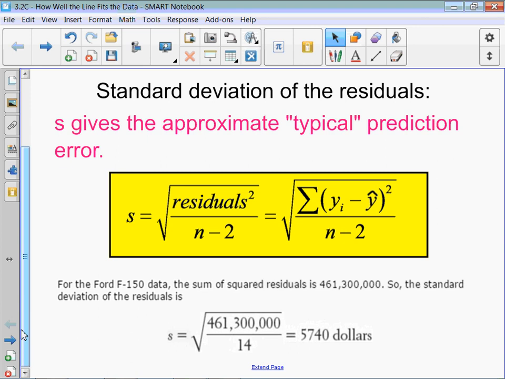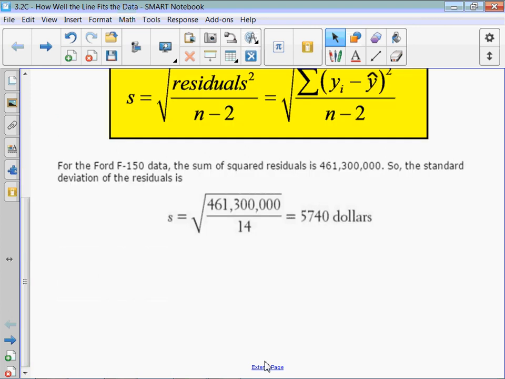So we talked about the truck problem. And if you took every single residual, you added them all up, you get that ginormous number, 461,300,000, okay? And you divide by 14 because we had 16 trucks, and you square root it, you get $5,740 for your typical how far off the points are from the mean, okay?